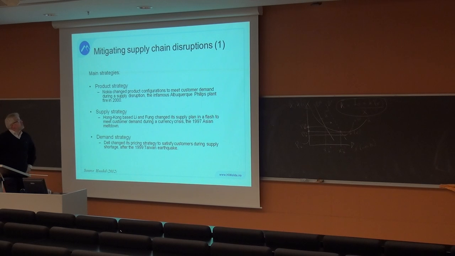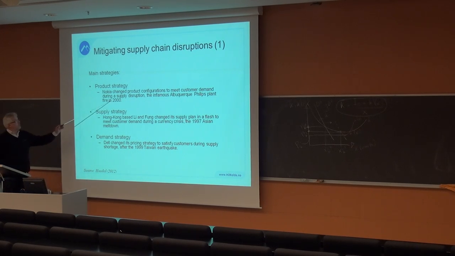So, some examples of mitigating disruptions. A product strategy is to actually change the configurations of a product if you face a disruption, like for instance a fire in a production plant at your suppliers.